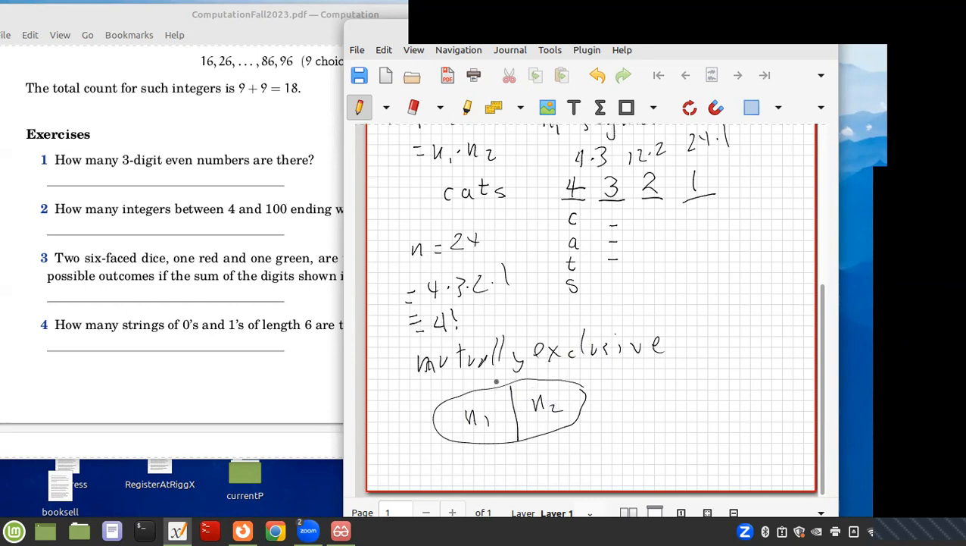These are mutually exclusive. There's no overlap. There's nothing in the middle. What I can do is say the total number S here is going to be N1 plus N2. This is if the total number of choices you have is for mutually exclusive ones.